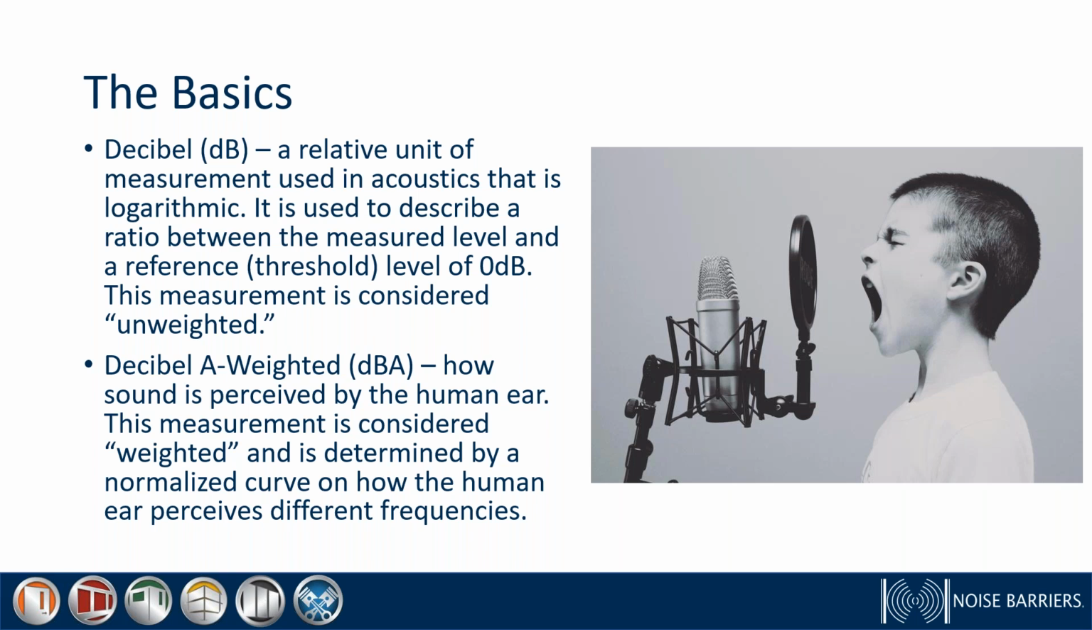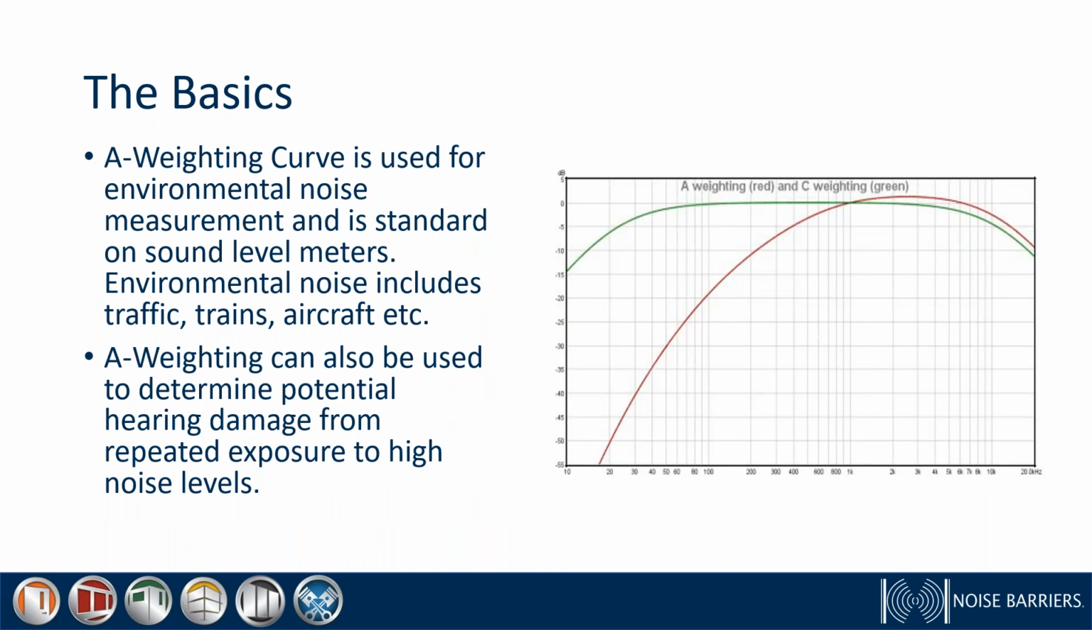So maybe a more prominent thing when you're thinking of acoustics is the A-weighted decibel. That's how sound is perceived by the human ear. This measurement is considered weighted, and it's determined by a normalized curve on how the human ear perceives different frequencies. So you have this range of frequencies that can be louder or softer at certain frequencies. So decibels describe that. The weighted curve that we want to talk about is actually here on this next slide.